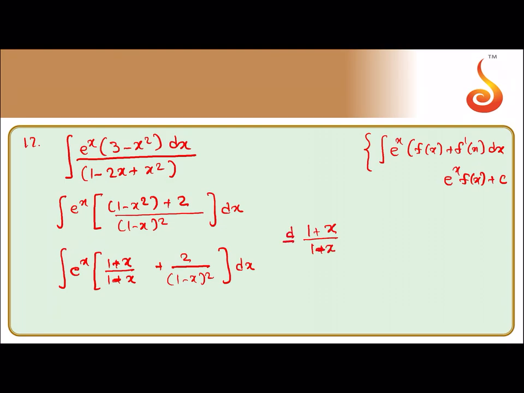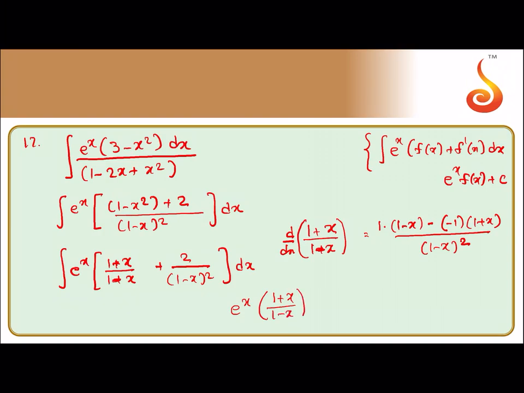So what is the derivative of (1 plus x) by (1 minus x)? d by dx of (1 plus x) by (1 minus x). If you observe this, this will give you differentiation of numerator, which is 1, into denominator, minus differentiation of denominator, which is minus 1, into numerator (1 plus x), divided by (1 minus x) whole square. So 1 minus x, minus minus becomes plus, x plus 1 plus x, x will cancel, you get 2. So that is 2 by (1 minus x) square.